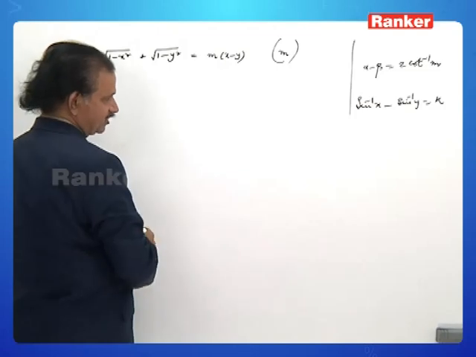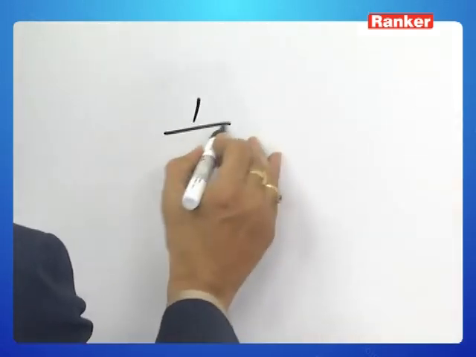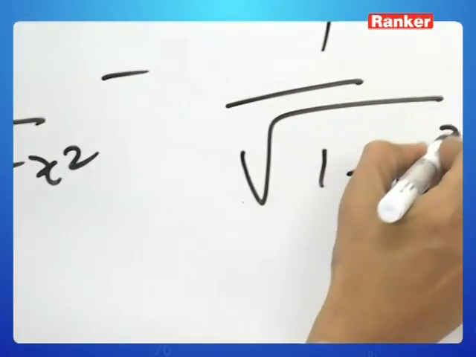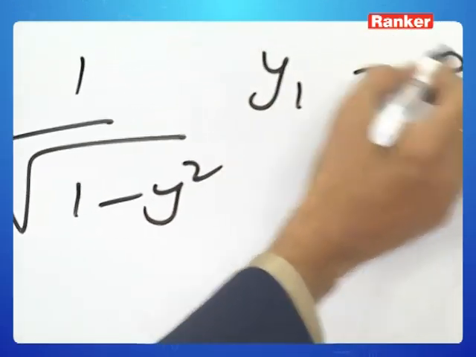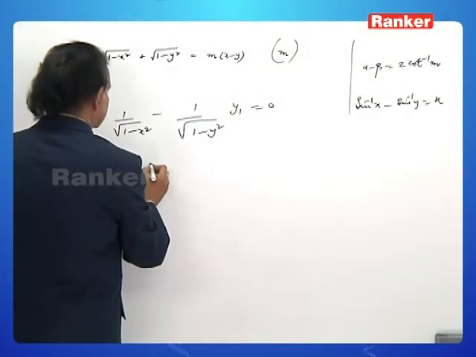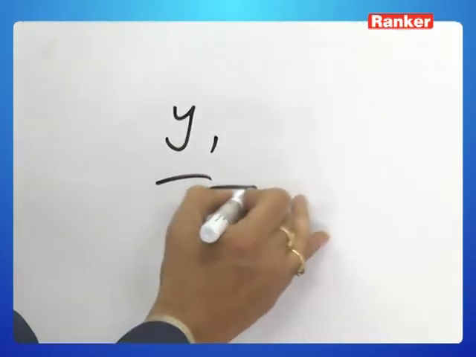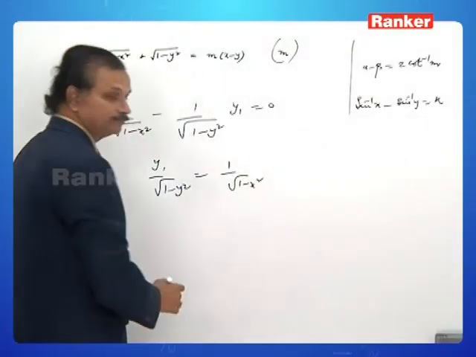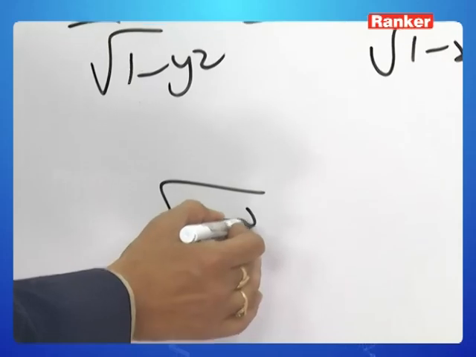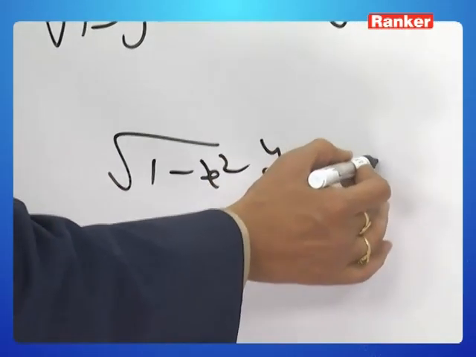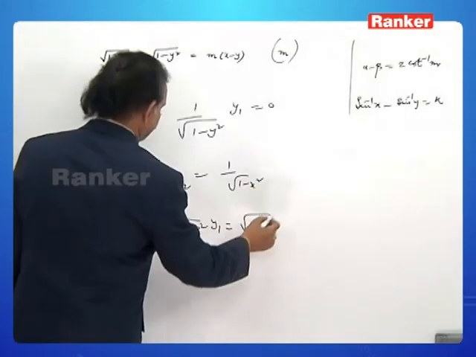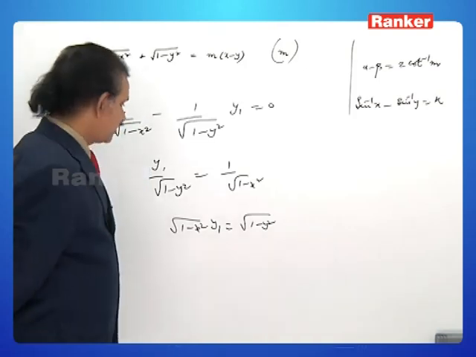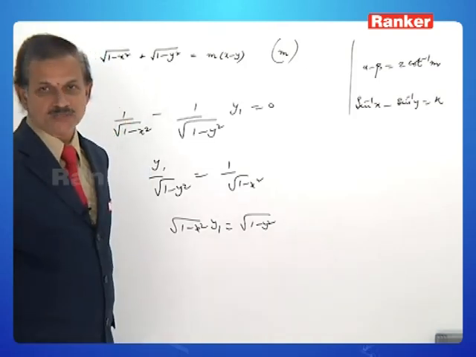Differentiate the last step with respect to x on both sides. What happens? 1 by square root of 1 minus x square minus 1 by square root of 1 minus y square into y1 is equal to 0. From this, y1 by root of 1 minus y square is equal to 1 by root of 1 minus x square, or root 1 minus x square into y1 is equal to root 1 minus y square. Okay, no doubt this is the differential equation whose solution is the given equation.